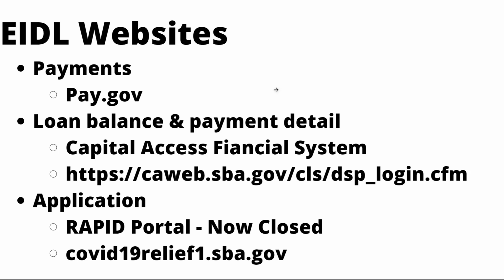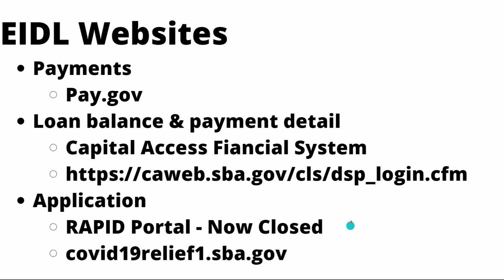Within SBA EIDL loans, there are actually three different websites that have been at play. One is the page to make payments, and that's at pay.gov. Second is the website where you can see account details and account history, and that's the Capital Access Financial System at this URL. And then back when everyone applied for EIDL loans, we were all working on COVID-19 relief.sba. That was the old Rapid portal, and that has now been closed.